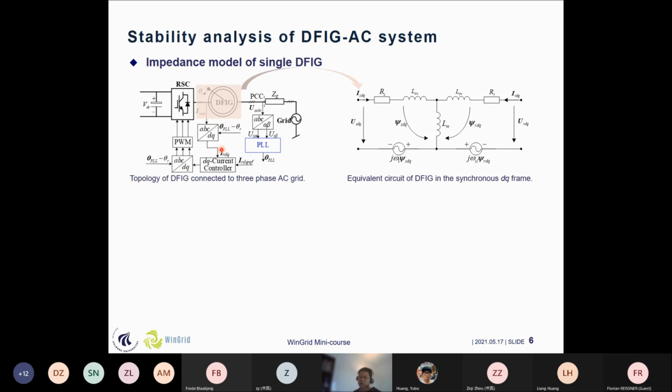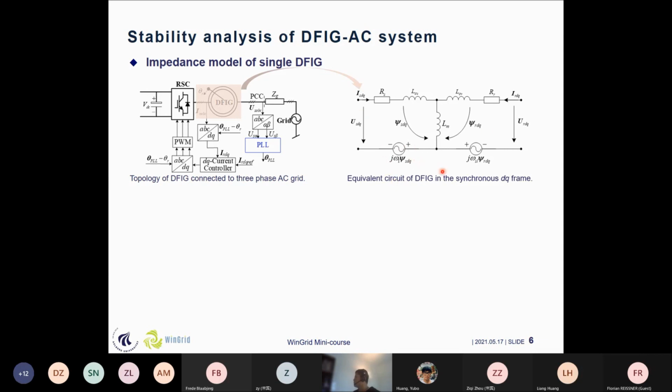I think the basic idea is that we can divide the system into several parts. First is the DFIG part, the generator part. We know that the equivalent of the DFIG in the synchronous DQ frame can be expressed as this circuit. This is the stator side voltage USDQ expressed in the synchronous DQ frame, and this is URDQ. And this is the stator current, and this is the stator resistance, stator leakage inductance, and this is the mutual inductance, rotor side leakage inductance, and rotor side resistance. And these two voltage sources are caused by the transformation from the alpha beta frame to the DQ frame.